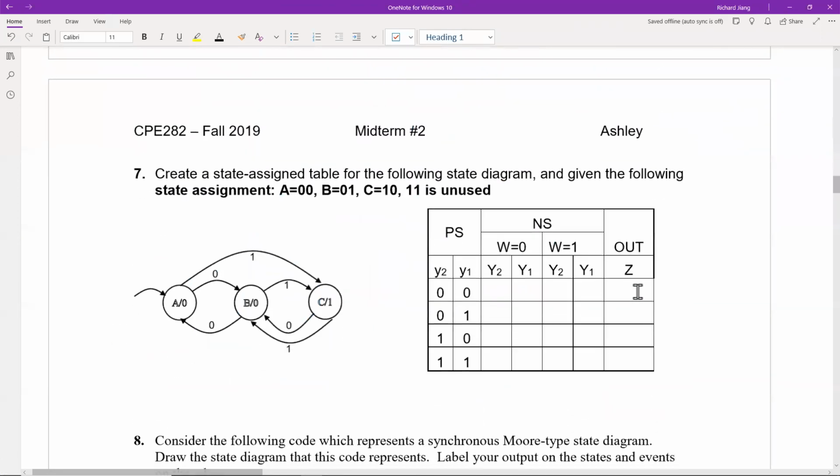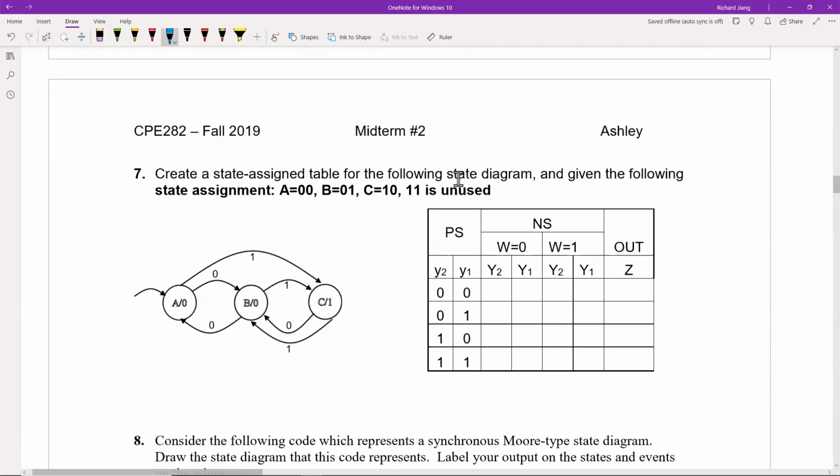Good. Let's continue on. This one says create a state assigned table for the following state diagram, given the following state assignment. So A, B, and C, they give you the state assignments for. They tell you that 1, 1 is unused. So that's great. Let's go ahead and do this problem. So let's see. They say that A is 0, 0.